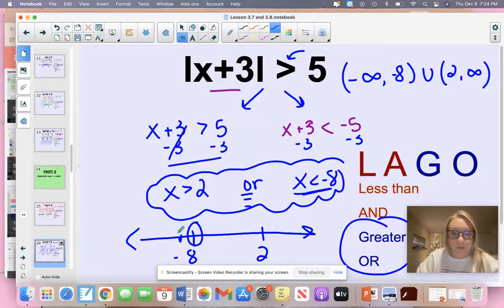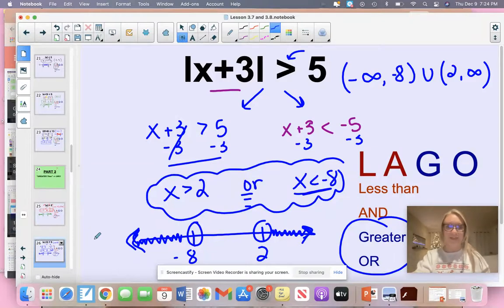Now, again, these will be open circles. They go shooting off into here. And you're done. Okay, last one here.